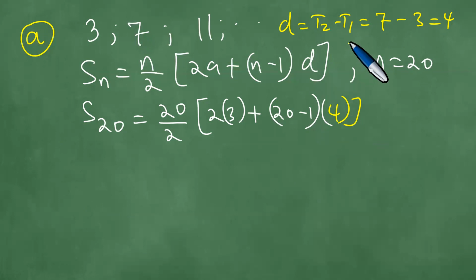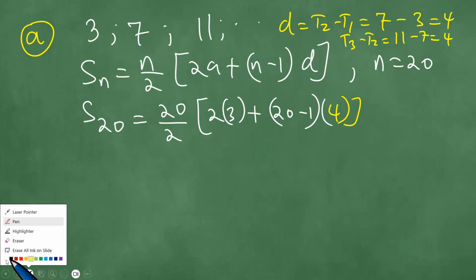But also you must check the common difference by saying T3 minus T2 as well. What is T3? T3 is 11. 11 minus 7 is also 4. So you must do it twice, because we can't just say T2 minus T1 and get an answer and then claim it's common. It must be done twice or more. Okay, so we have this.